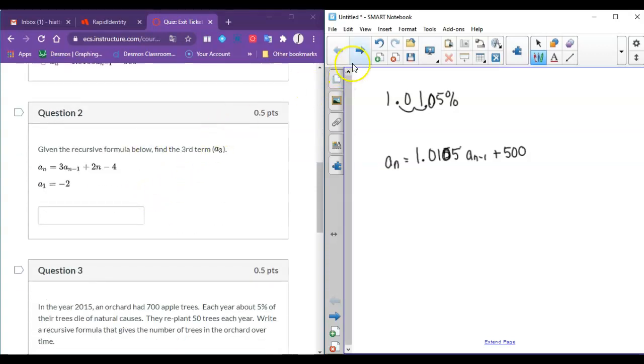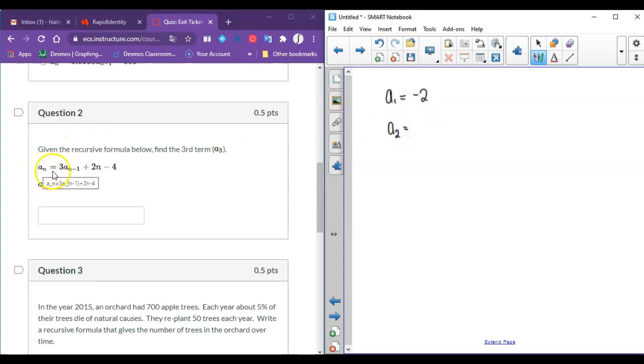For the second one, we are given this recursive formula, and we need to find the third term. So we're told that A sub 1 is negative 2. And so we need to find A sub 2. And so what we're going to do for A sub 2 is we're going to plug in 2's for all the n's right here. So that means we're going to have 3 times A sub 2 minus 1 plus 2 times 2, all the n's are becoming 2's, minus 4.